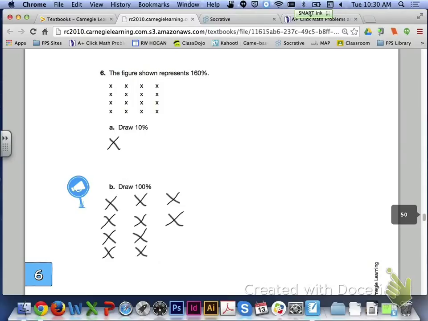Here's what your answers should look like for number 6. For letter A, we should have 1 x. If I have 16 x's that represent 160%, then I would only have 1 x that would represent 10% for letter A. For letter B then, in order to draw 100%, again, if there are 16 x's representing 160%, I would draw 10 x's to represent 100%.